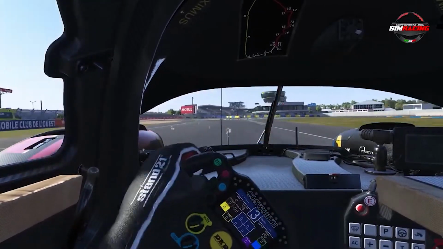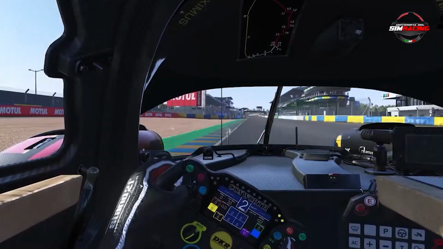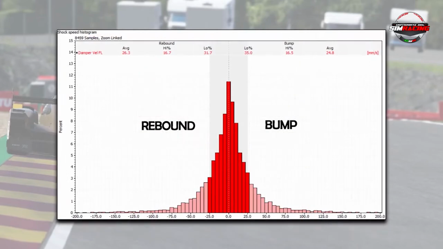We'll pick up right where we left off with telemetry and analyze the compression and rebound speed data. This is a crucial aspect of understanding how dampers respond to different track conditions and dynamic loads during transitional phases. Negative values represent compression or bump, while the lighter colored bars indicate the time spent in the high-speed range, meaning when damper speed exceeds 25 millimeters per second.